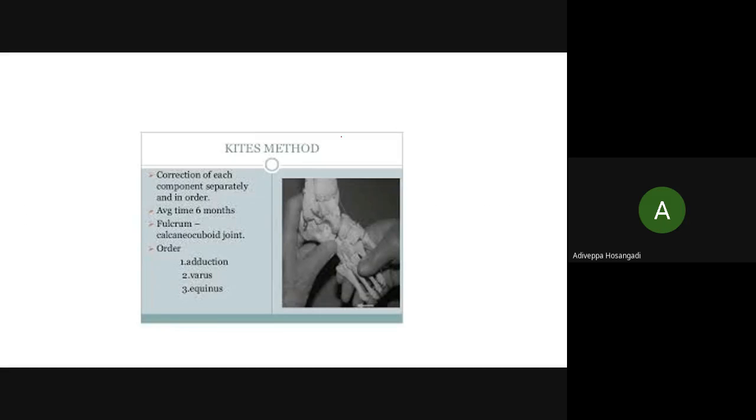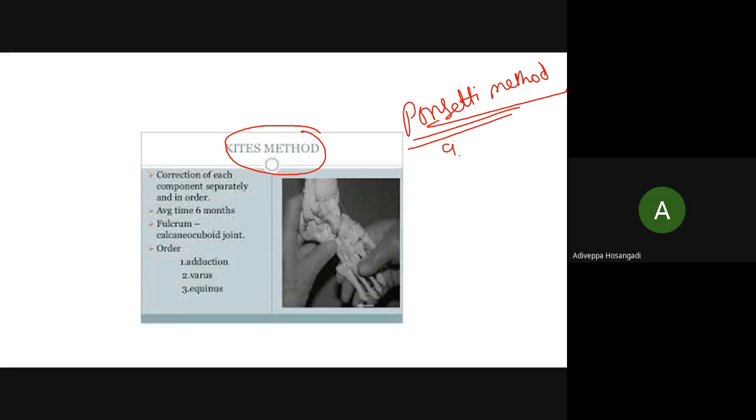Kite's method. Earlier we were following Kite's method, now we are following the Ponseti method only. Please remember, the latest and the time tested method is Ponseti. This is the only method which gives 98% correction of the feet without surgery. So Kite's method will not go. Only remember that in Kite's method they were applying pressure at the calcaneocuboid joint. Now the pressure is applied at the talar head. Ponseti is talar head, Kite's is calcaneocuboid.